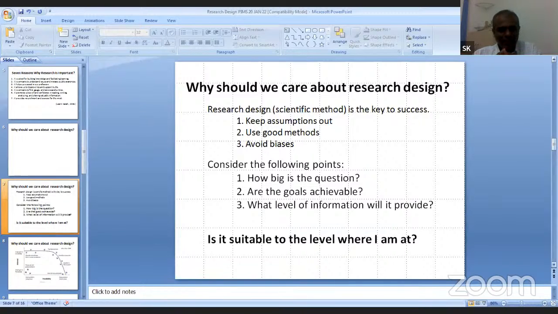So let's consider some points about how to go about a research design. Why should anyone care about research design? Number one is, what is the question? What question are we asking? What are we interested in? What is our curiosity about? And also, how big is this curiosity?